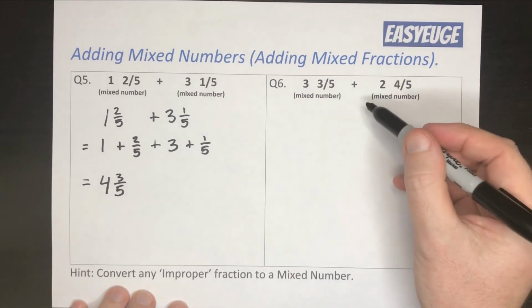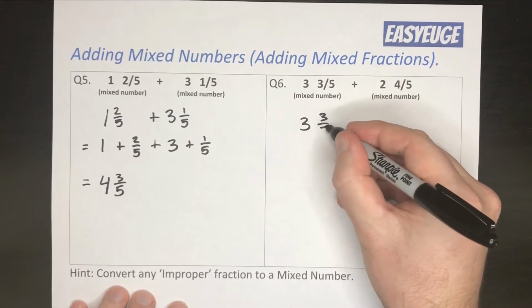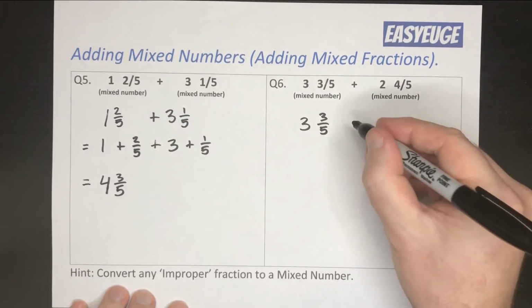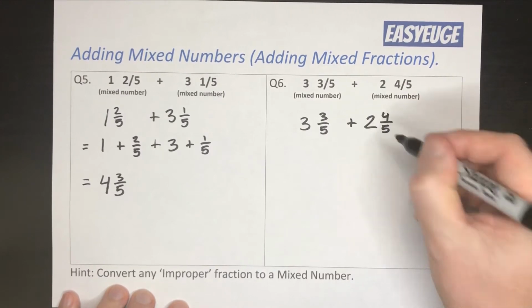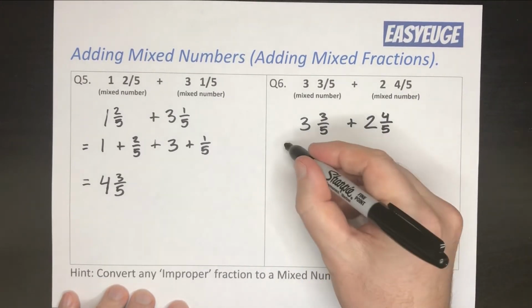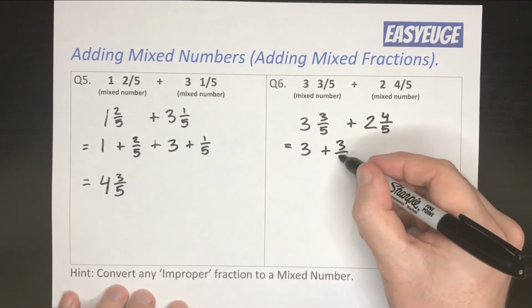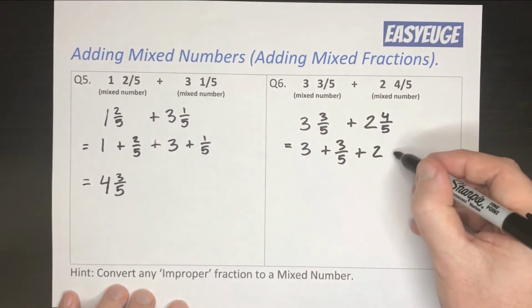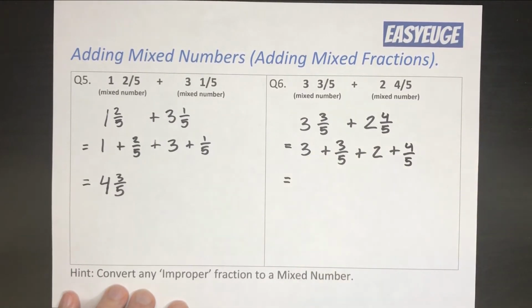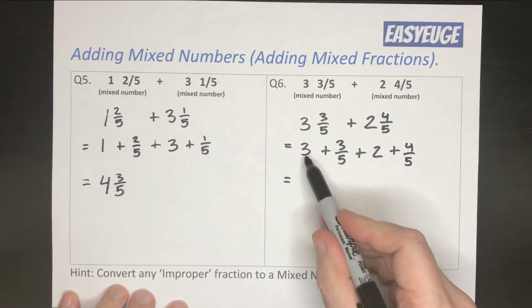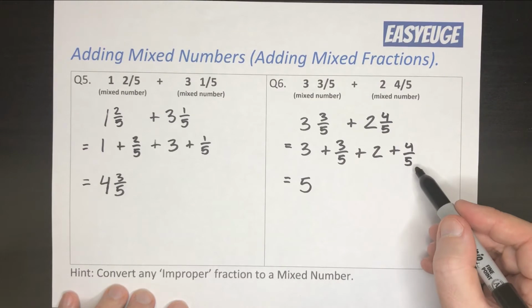Let's move on to the next example, 3 3/5. Let's see what's going to happen in this one. 3 3/5, and let's add on 2 4/5. Let's get straight into it. That is 3 plus 3 over 5 plus 2 plus 4 over 5. Let's add all the whole numbers together. 3 and 2 is 5.